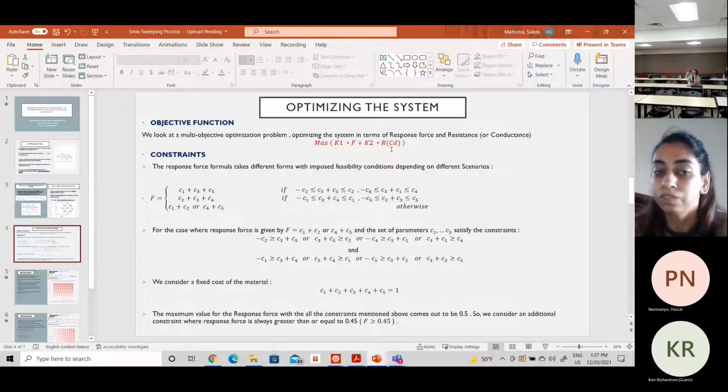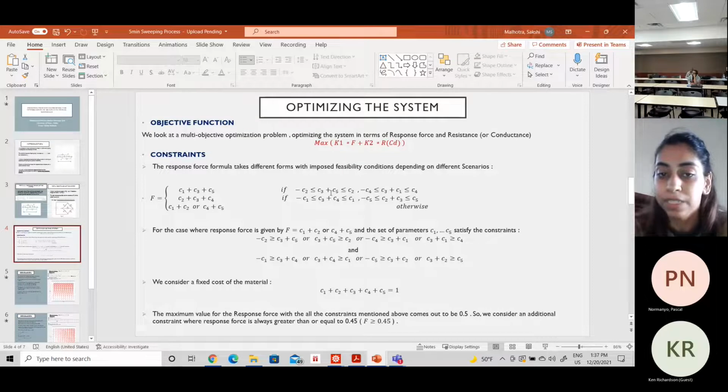So let's talk about the constraints. Corresponding to different response forces, we have some feasibility conditions on the springs. This directly comes from a paper that was published before.